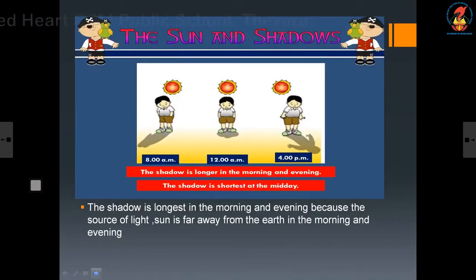You can see in this picture. At 8 a.m., the length of the shadow is more, and at 4 p.m., the length is also more. At 12 noon, the shadow is shorter. So, in the morning and the evening, the length of the shadow is more. At the noon, it is shorter. The reason is that in the morning and the evening, the sun is far away from us. Then one more point is there.